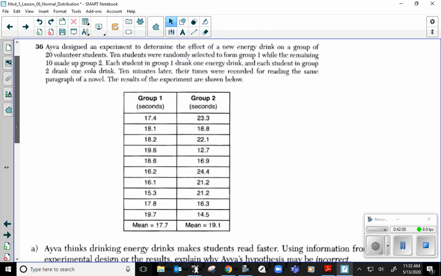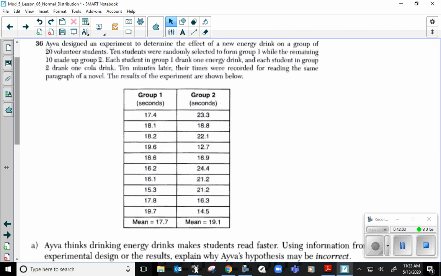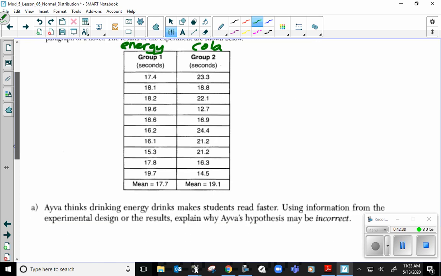August 2016. Ava designed an experiment to determine the effect of a new energy drink on a group of 20 volunteer students. 10 students were randomly selected to form Group 1, while the remaining 10 made up Group 2. Each student in Group 1 drank one energy drink, and each student in Group 2 drank one cola drink. 10 minutes later, their times were recorded for reading the same paragraph of a novel. The results are below. So, we said that Group 2 drank cola, and Group 1 was the energy drink, all right? And then they read a paragraph and they sped through it.